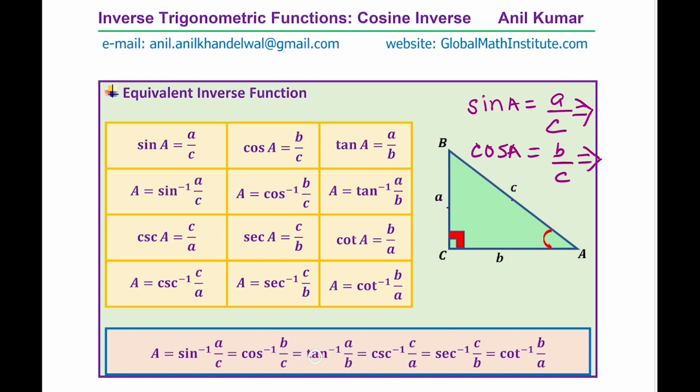Not only that, we can look into tan inverse of a over b, cosecant inverse of c over a, secant inverse of c over b, and cotangent inverse of b over a. All are representing angle A. You get the idea. So to find the angle A, what can you do? Well, to find the angle A, we could find sine inverse of a over c, right? Or we could use the cosine function. So that is what we are trying to say, cos inverse of b over c, and so on.